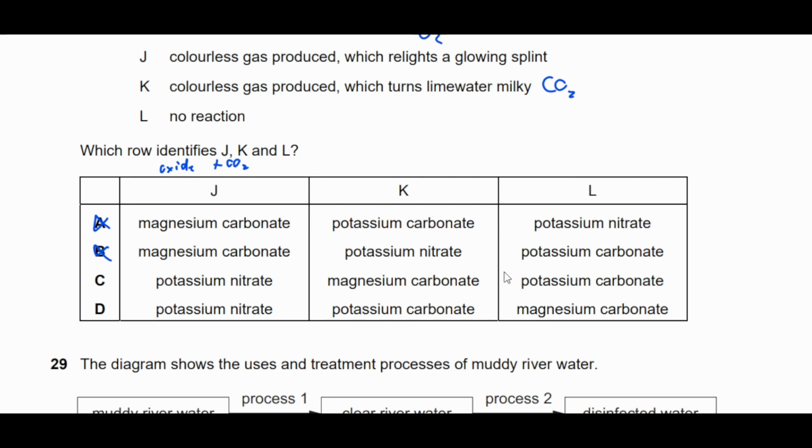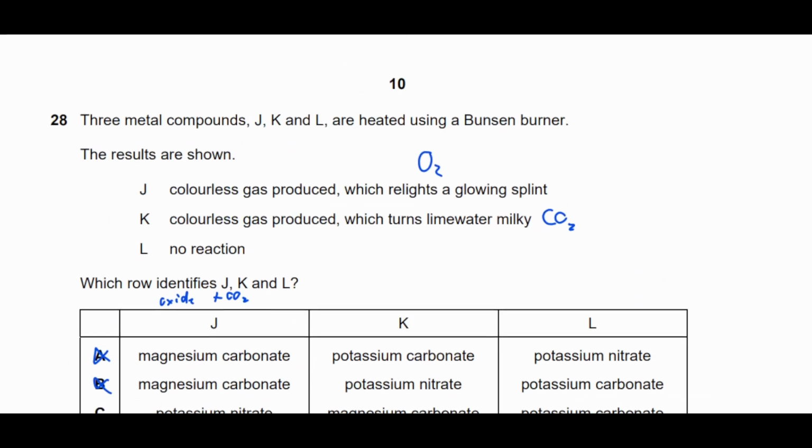However, potassium carbonate does not. So the answer is C because potassium carbonate does not produce CO2 when you heat it up. Okay, magnesium carbonate will, but potassium carbonate won't. So when you heat up potassium carbonate, you won't get carbon dioxide. So the answer has to be C because magnesium carbonate will produce carbon dioxide.